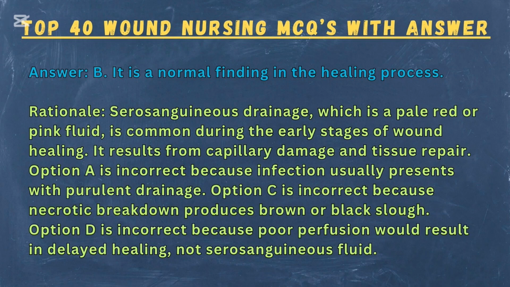Option A is incorrect because infection usually presents with purulent drainage. Option C is incorrect because necrotic breakdown produces brown or black slough. Option D is incorrect because poor perfusion would result in delayed healing, not serosanguineous fluid.